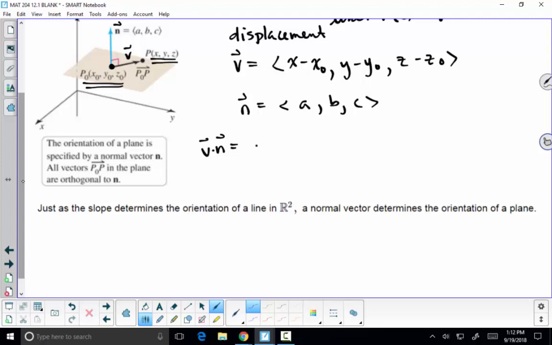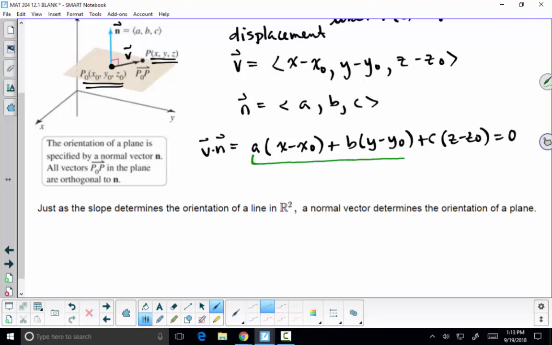So when we dot these together, we get the following equation: a times (x minus x naught) plus b times (y minus y naught) plus c times (z minus z naught) equals 0. So this is the equation of our plane in standard form.